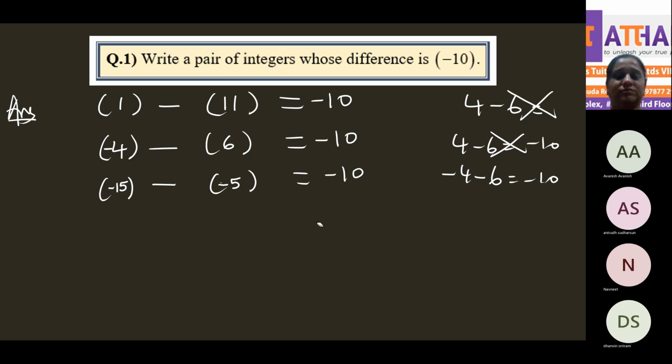Take down this answer, all of you. Quickly make a note of the answers. All the three. See, the question is to write only one pair of integers. We have written 3. Only one you have to write. Quickly write down in your book. Give the heading: chapter revision, integers, chapter revision.